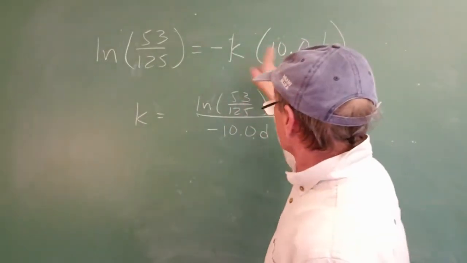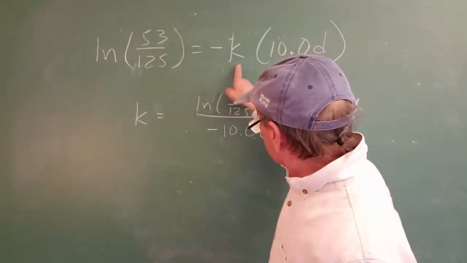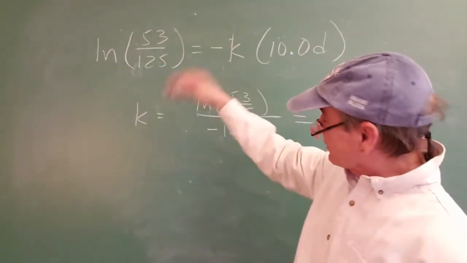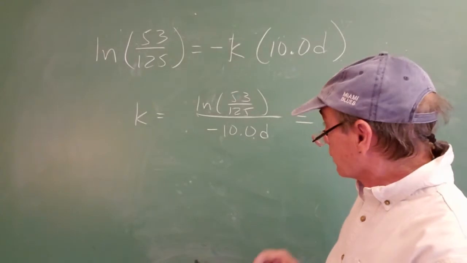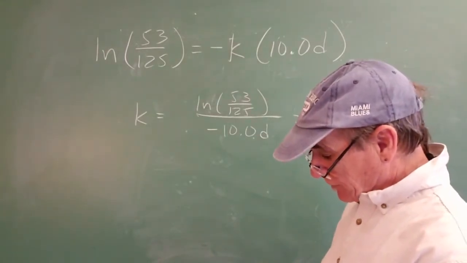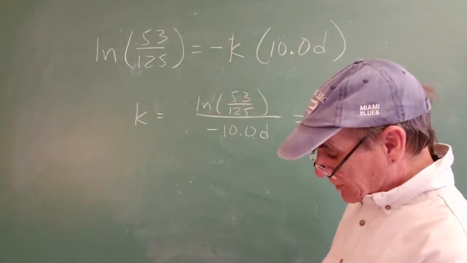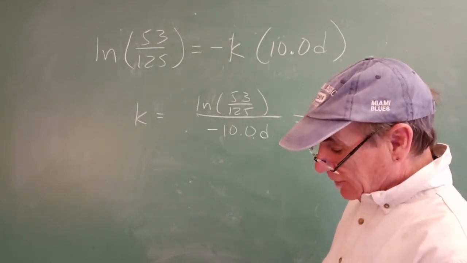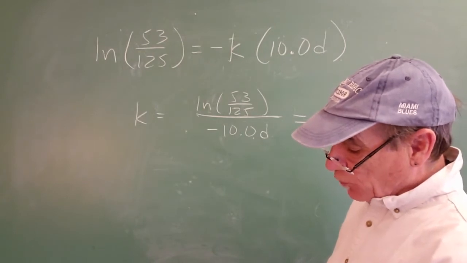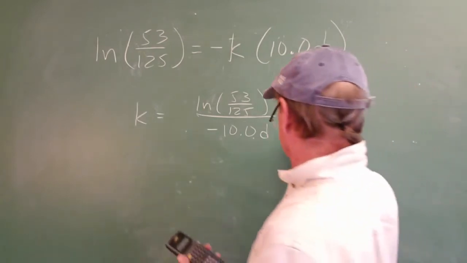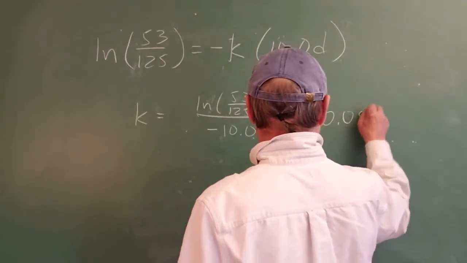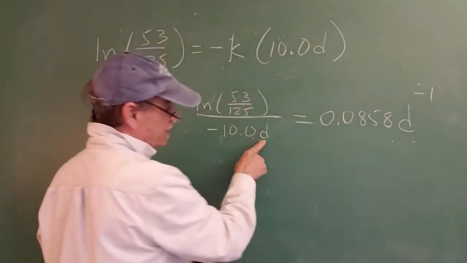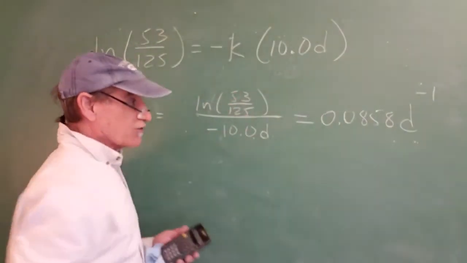All right, so if we rearrange this, K is just simply going to be the natural log of this quotient divided by the minus 10. We'll put the minus sign over there. Let me go ahead and quickly crunch this. 53 divided by 125, take the natural log of that, divide it by the 10, and drop that negative sign. I ended up with 0.0858 days to the minus 1. And again, that's because days is down here in the denominator, and this natural log is a pure number.